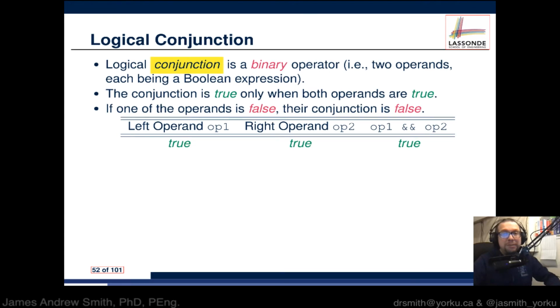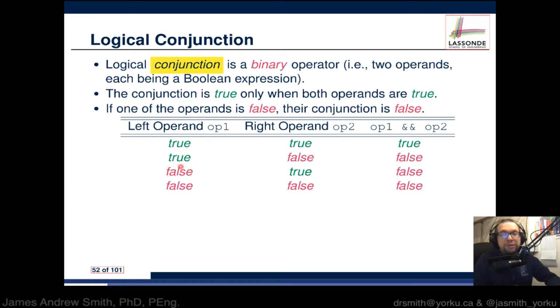So here's some examples. What we're talking about here is something like this, op1 and op2. So left operand and right operand, and then this is the logical and, or the conjunction. So if the left operand is true and the right operand is true, then op1 and op2 is going to be true.